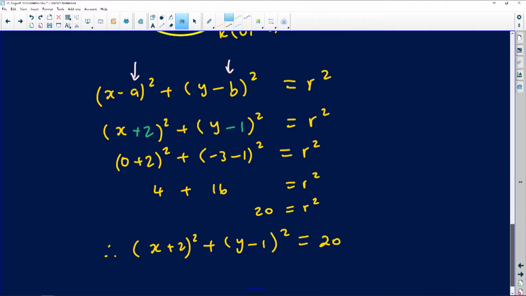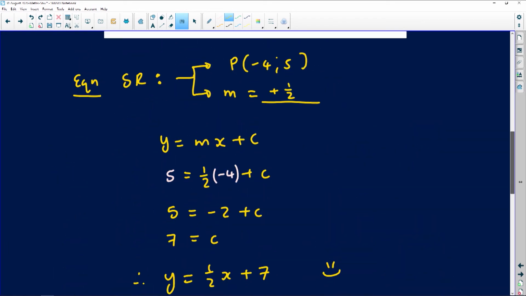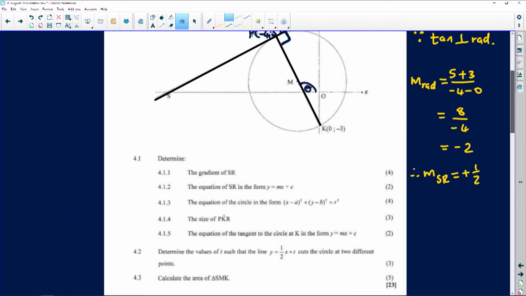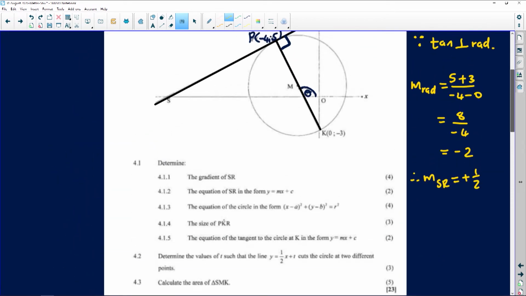All right. Next question, I'll try to be a bit quick now so that we can finish off as many of these questions as possible. We're now being asked to calculate the size of angle PKR.